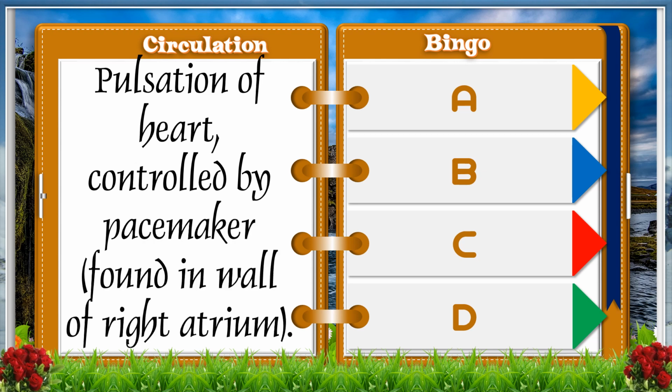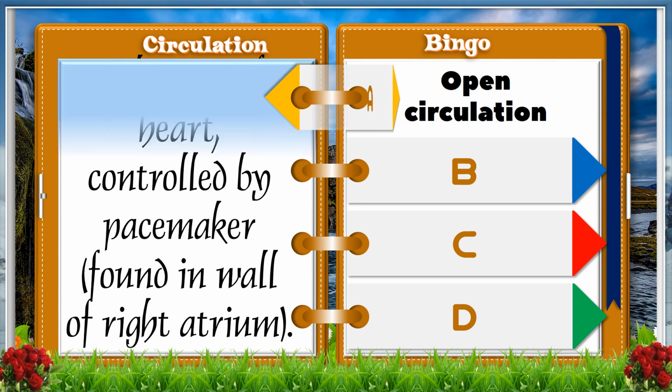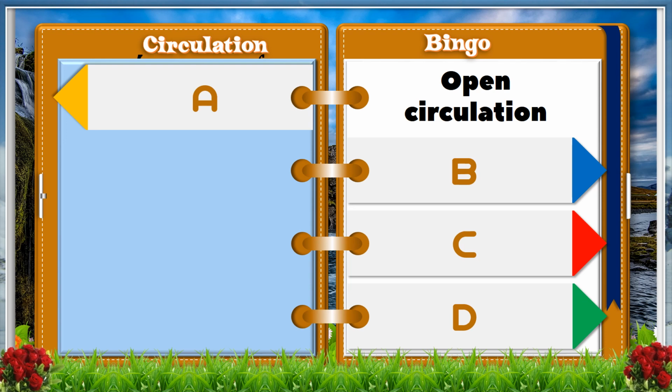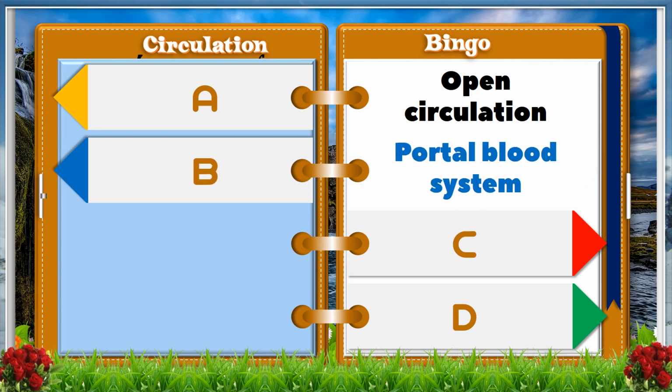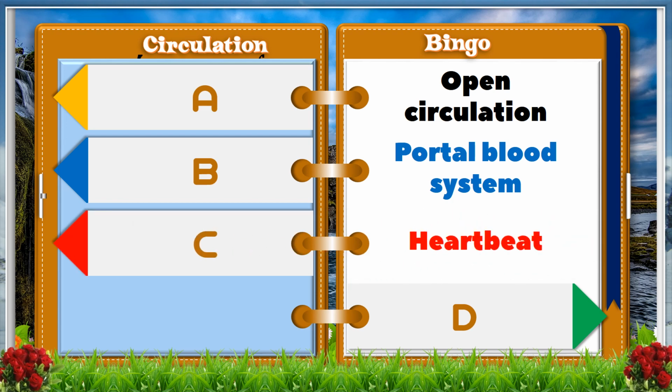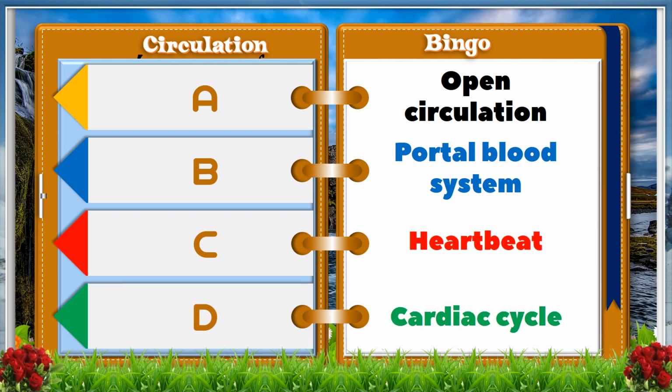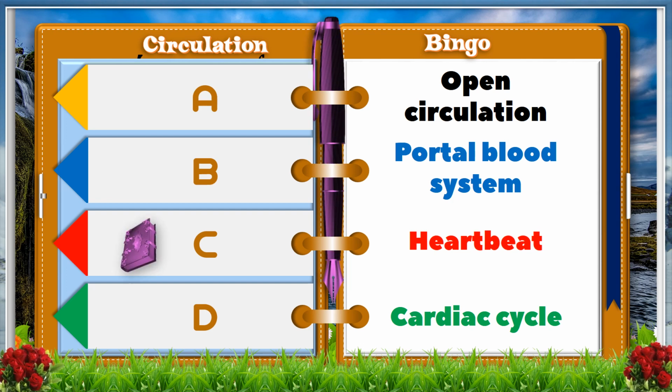Pulsation of heart controlled by pacemaker, found in the wall of the right atrium. A. Open circulation. B. Portal blood system. C. Heartbeat. D. Cardiac cycle. And the answer is C. Heartbeat.